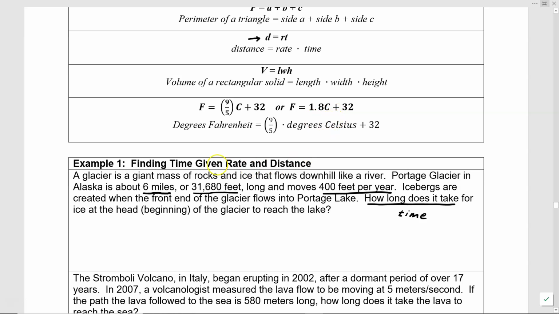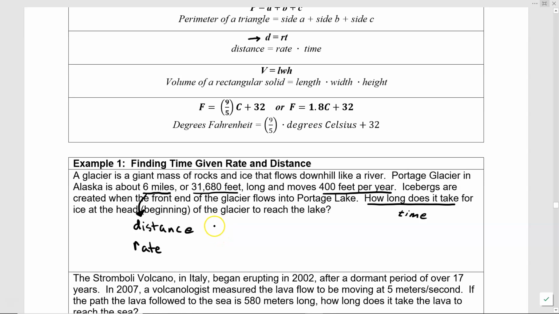And the numbers they give us are distance, 6 miles, and the 31,000 feet, and they also give us a rate, so feet per year. That is a rate. Okay, so now that we have all of our numbers highlighted, our question highlighted, and we've associated each of these numbers with a word or variable, now we can start to look at our formulas and see if there's any one that we can use.